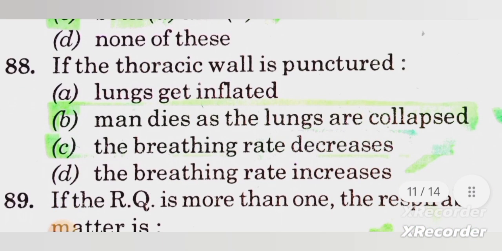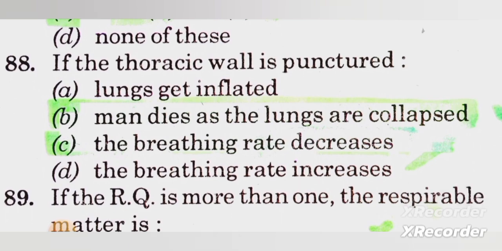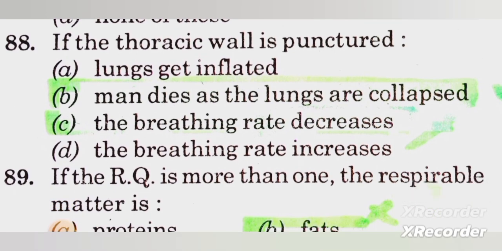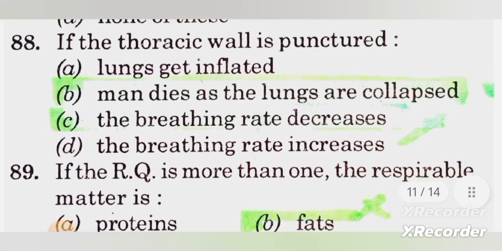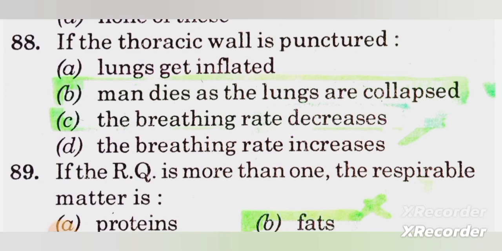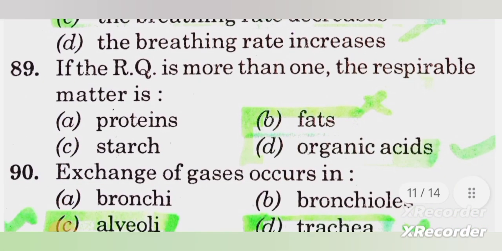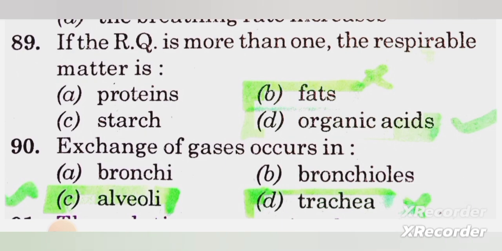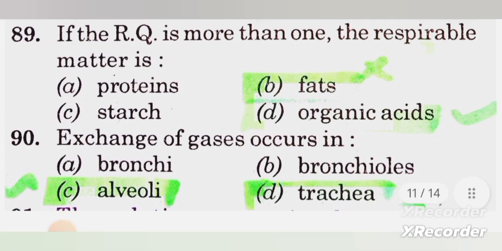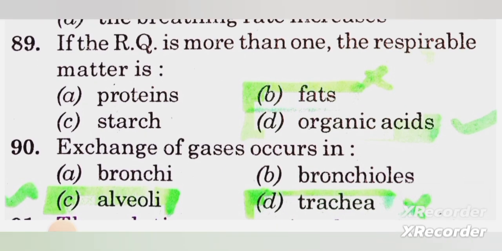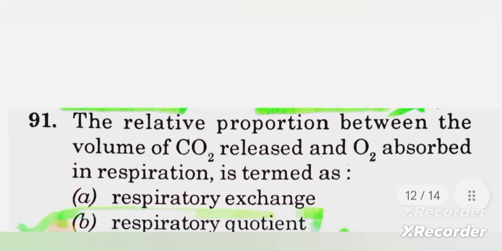Next, 88. If the thoracic wall is punctured, answer B, man dies as the lungs are collapsed. Next, 89. If the RQ is more than 1, the respirable matter is answer D, organic acids. Next, 90. Exchange of gases occurs in answer C, alveoli.